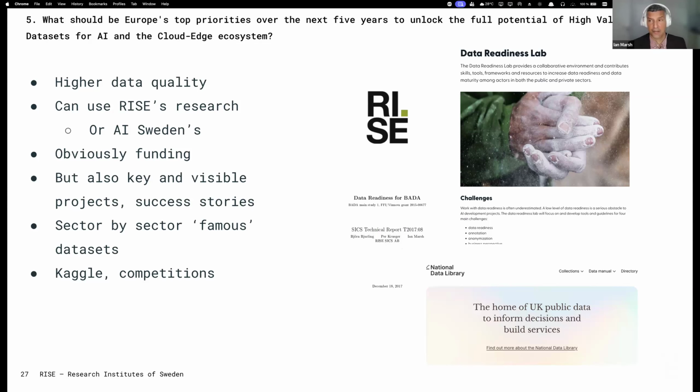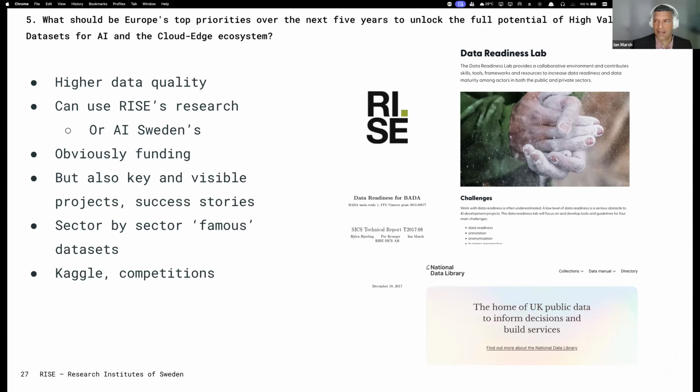Maybe a third party can validate your data. And just because I didn't want to be too Swedish centric, I looked at the National Data Library in the UK, and they actually have pointers to good quality data sets as best practices. Best practices are quite good. Funding helps.